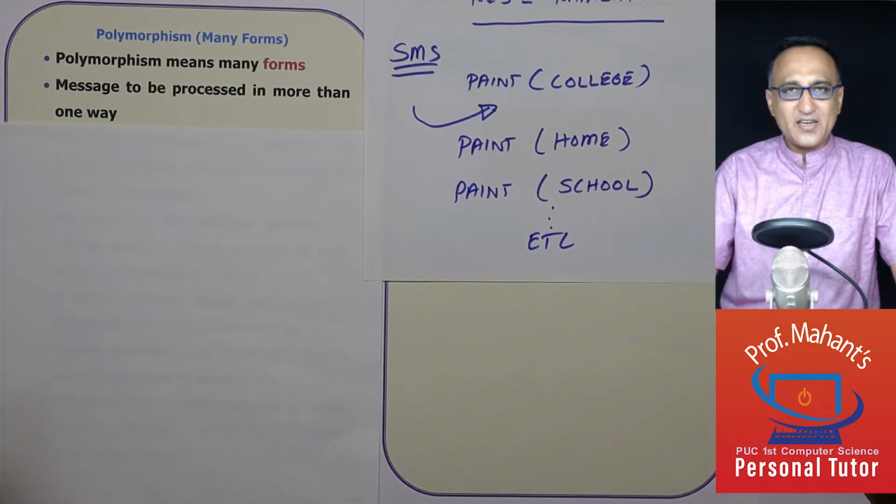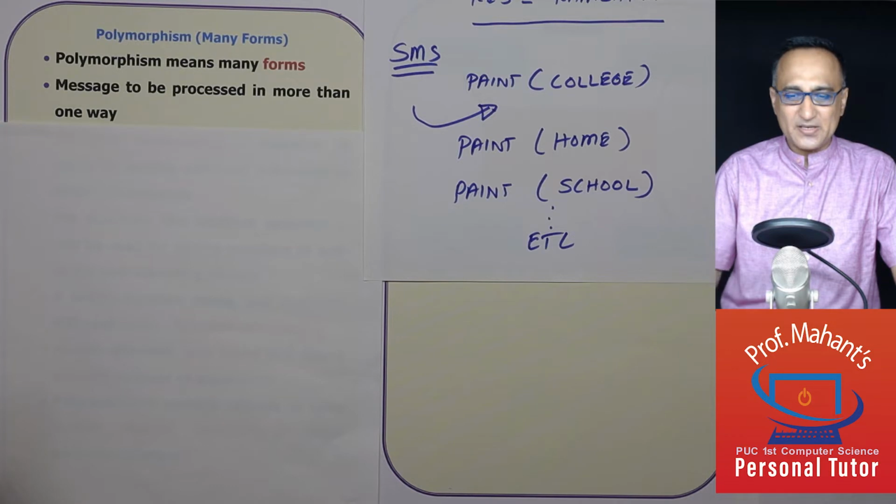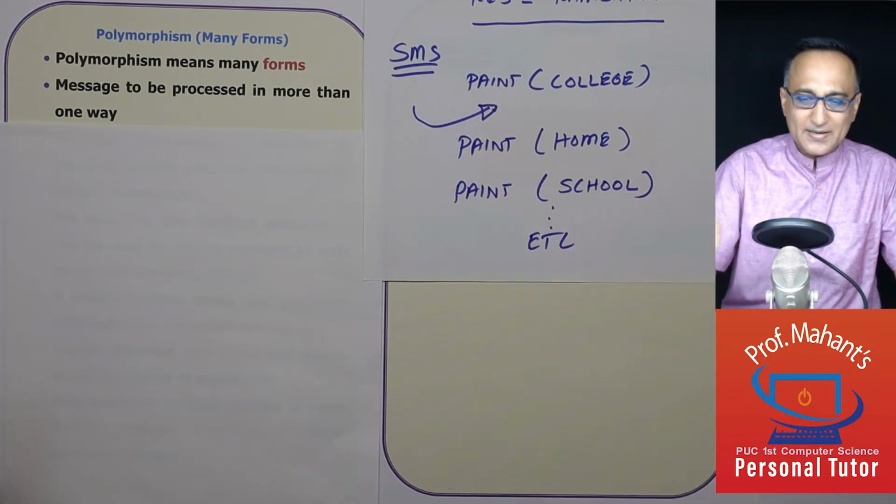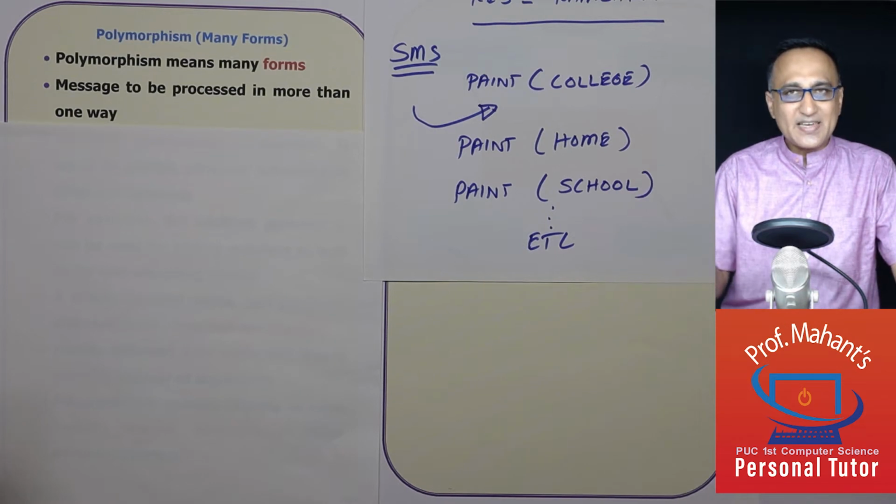So let us say you get service from me by sending SMS. So the name of my service is the same. It's all called paint. But let us say I have a different team for painting colleges, a different team for painting schools, a different team for painting furniture, a different team for painting homes, and a different team for painting clothes.